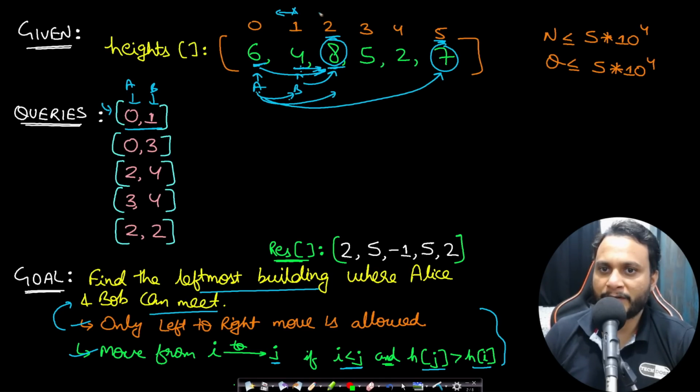That means the leftmost point of meeting, and hence in this case the answer will be 2, because you cannot get an answer which is even to the left hand side of this index 2, right? So I hope you have understood how the queries are solved.